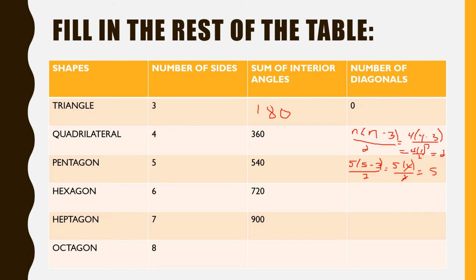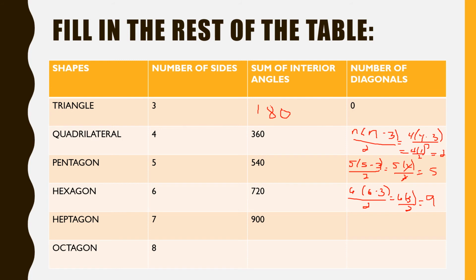And then hexagon is 6. 6 times 6 minus 3 divided by 2. So we have 6 times 3. 6 times 3 divided by 2 is equal to 18. 18 divided by 2 is 9. So there are 9 diagonals.